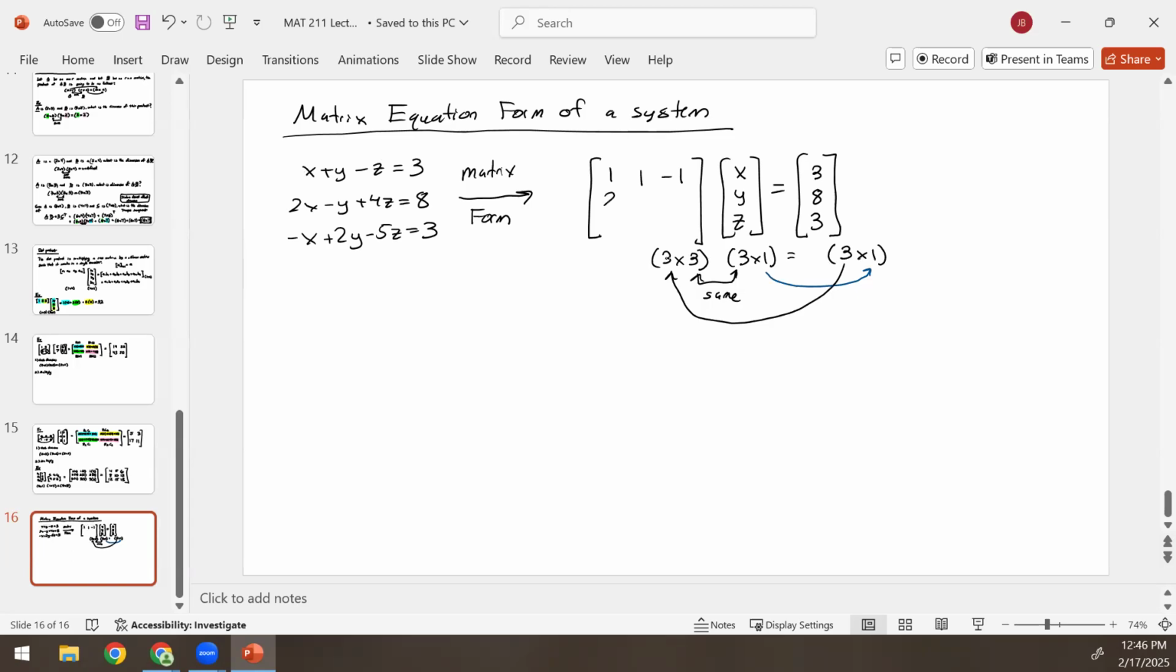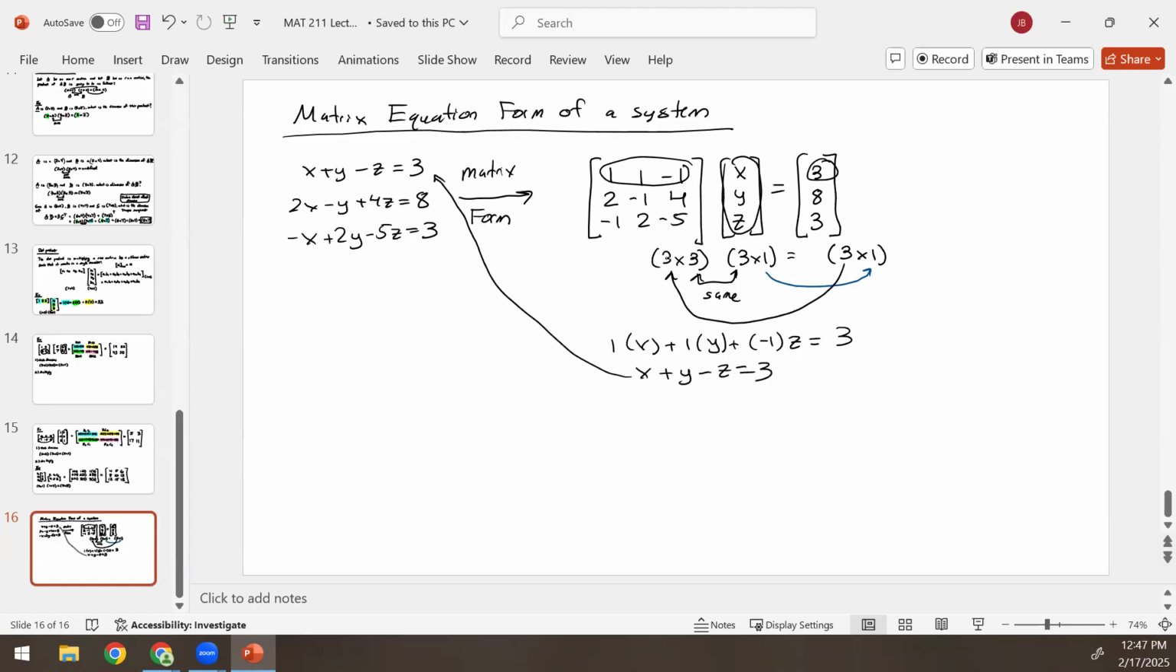And then I go to the next one. 2, -1, 4. And then -1, 2, and -5. And then I see, okay, now I have the matrix equation. And the best part about it is if I do multiplication, let's just multiply it. Row 1 times column 1: 1 times X plus 1 times Y plus -1 times Z is equal to 3. Then I get X plus Y minus Z equals 3, which matches up with the first equation.